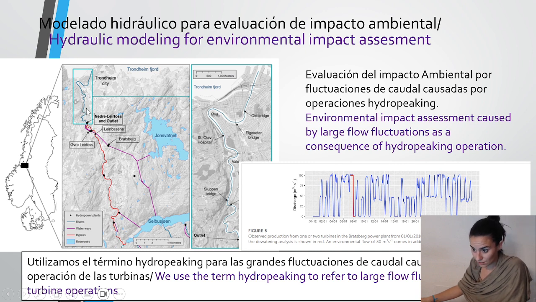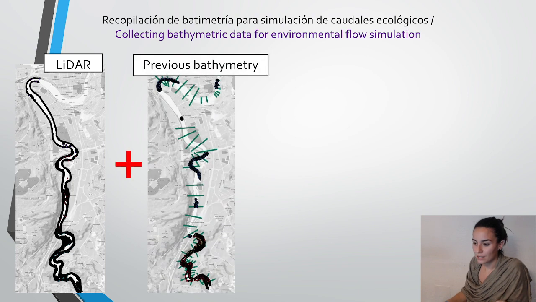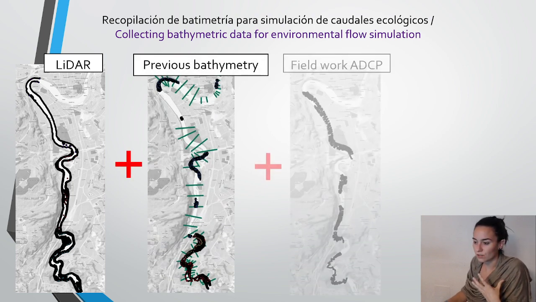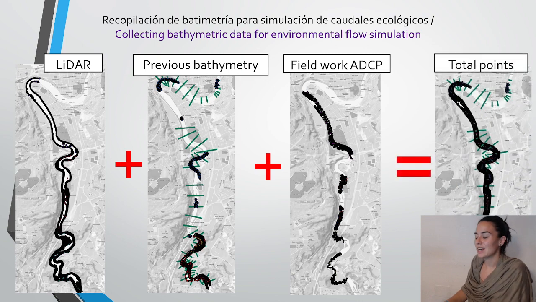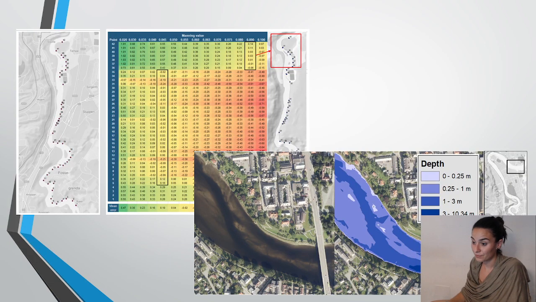So how do these fluctuations affect the fish? How can we quantify it? That's why we use a hydraulic model. In this case, we did not have bathymetric lidar, so we had to make a puzzle from the river banks. We did have terrestrial lidar, and some previous bathymetry measured by colleagues. Then we measured some bathymetry ourselves and made the total. This is an example of how we were measuring with an ADCP, acoustic Doppler current profiler. And finally, this is how the modeling mesh looked.